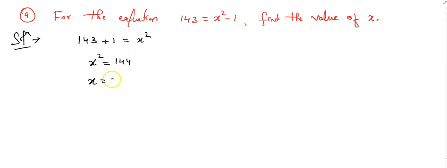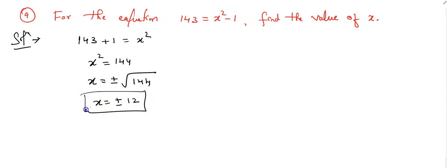x equals, square come this side, plus or minus square root of 144. Then x equals plus or minus, what is square root of 144? 12. 12 12s are 144. So the final answer is x equals plus or minus 12. Done. And next question, even this is also examination based question.